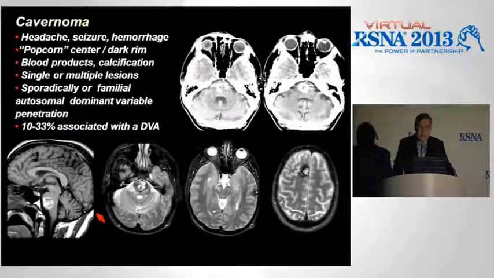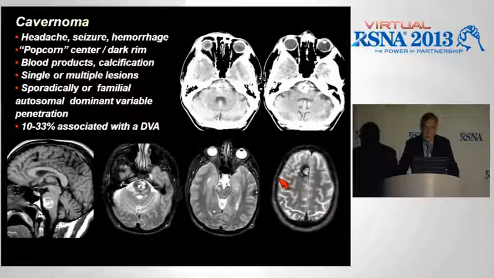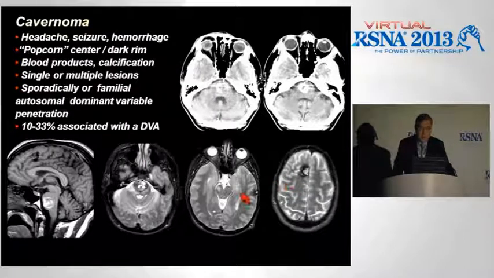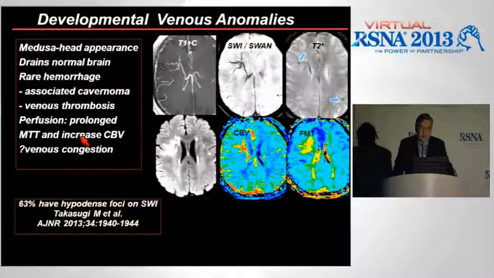Cavernomas have a fairly characteristic appearance with the hemosiderin rim and the popcorn-like methemoglobin centrally. They can be single, multiple, sporadic, or familial, and about 10 to 30% are associated with DVAs. Developmental venous anomalies are kind of interesting. They have a Medusa head-like appearance to the tributaries that go to the main draining vein. These are much better appreciated on the susceptibility-weighted images.